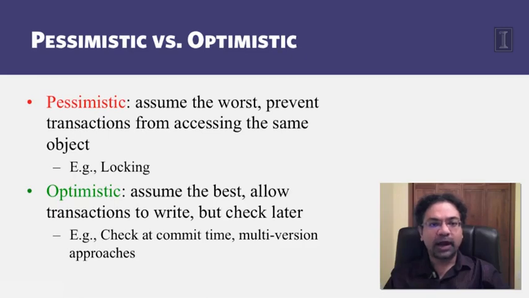Optimistic approaches, on the other hand, assume the best, and they allow transactions to proceed as if there are no conflicts occurring and as if they would not interfere with each other. But at a later point of time, the optimistic approach checks whether or not the ACID properties are satisfied, and if not, then it might lead to aborts. So multi-version and timestamp approaches, which we'll discuss later on, fall under the optimistic approaches.